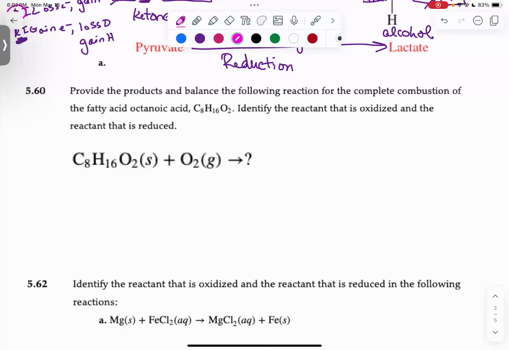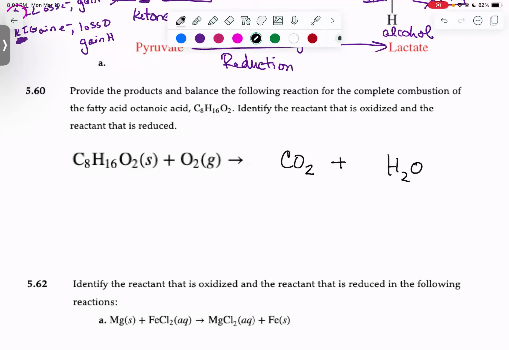All right. Oh, this is a good one. This is a complete combustion. So we're starting with a fatty acid, C8H16O2. So this one is going to undergo combustion, which means we must take our hydrocarbon, that's carbon and hydrogen, and we have to add O2 to it, and we have to predict what we're going to make. Well, you know what we're going to make. We're going to make carbon dioxide, CO2, and we're also going to make H2O.